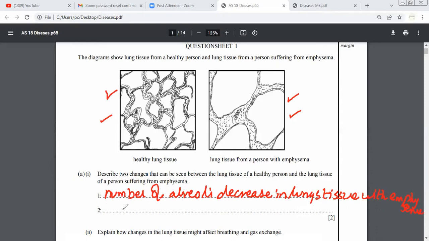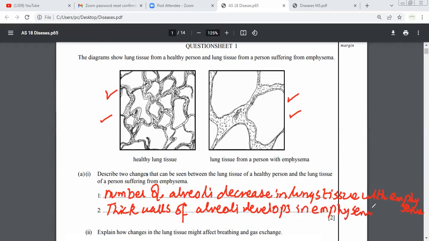And another thing is that thick walls of alveoli develops in emphysemic lungs tissue.